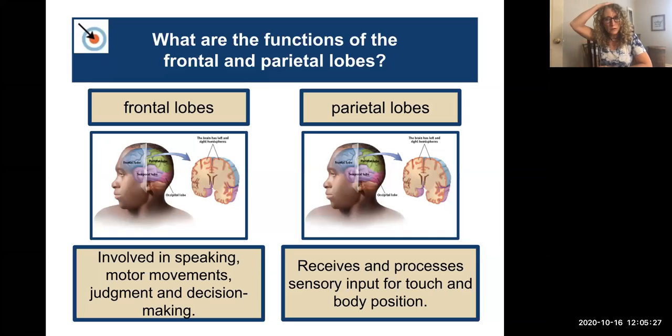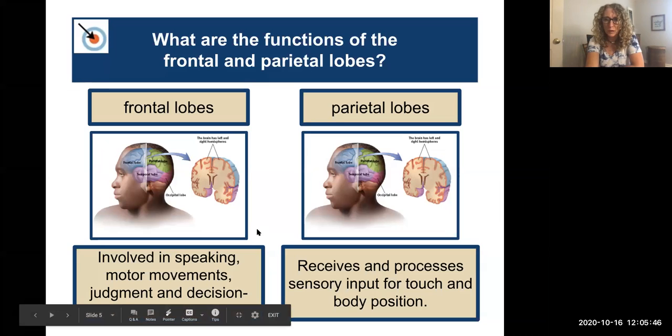The parietal lobe has its own cortex, so we're going to get more specific. It receives and processes sensory information. So when we talk about sensory input, we mean all of our senses: smell, taste, touch, etc. And also relating to body position.